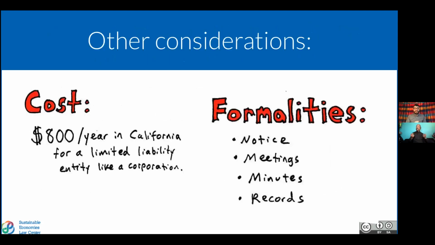Some other considerations while you're trying to figure out whether you should form a legal entity or not is cost. In California, forming a limited liability entity like a corporation or an LLC means you're going to have to pay $800 per year in minimum taxes. I know a lot of businesses that form corporations really early on and later regret it, because $800 is a lot of money for someone just starting out their business.